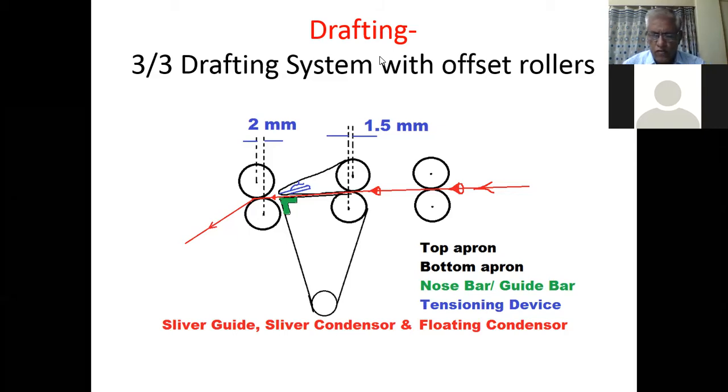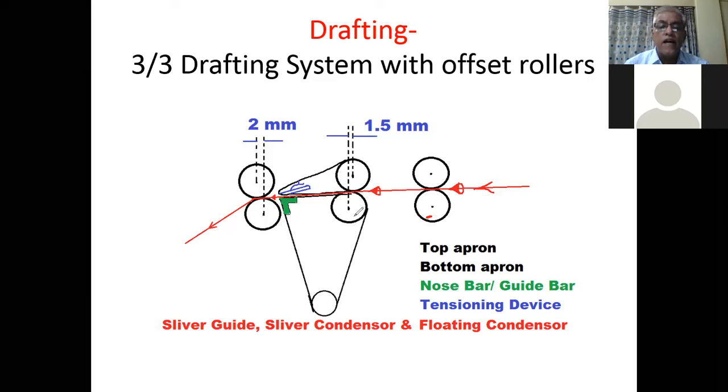What are those zones? In this case, this is the back roller, which we are seeing here. This is the back roller, and this is called the back zone. And this is the front zone. So we can say in 3/3 drafting system, there are 2 zones of drafting, back zone and front zone.